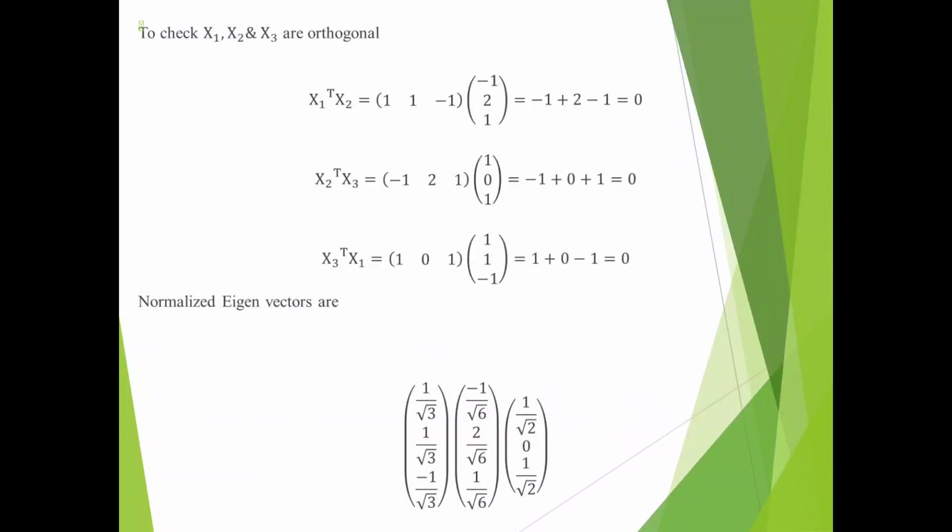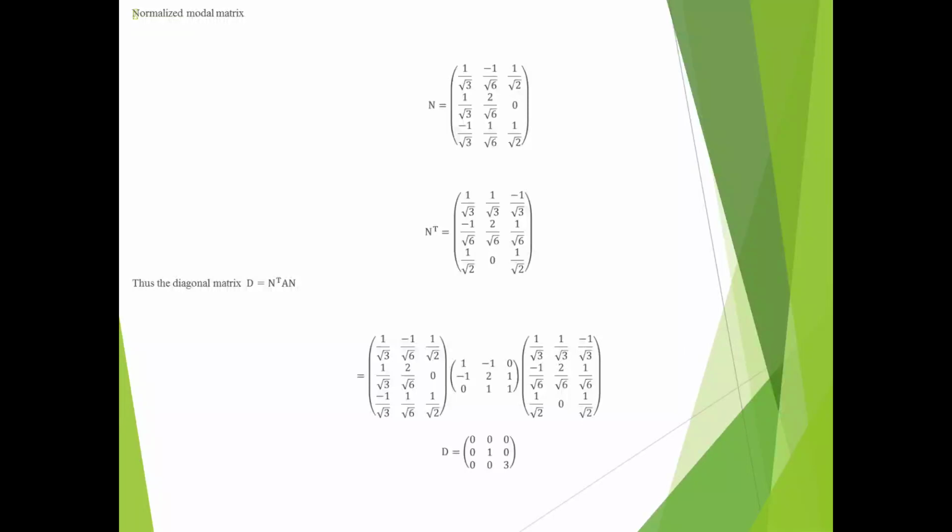So next we have to verify whether the eigenvectors are orthogonal or not. X1 transpose X2, X2 transpose X3, X3 transpose X1, that value is 0. The next we have to find the normalized eigenvectors. The normalized eigenvectors are given below. The next we have to find the normalized modal matrix, that is capital N. Next we have to find capital N transpose. For N transpose we have to change the rows into columns and columns into rows.